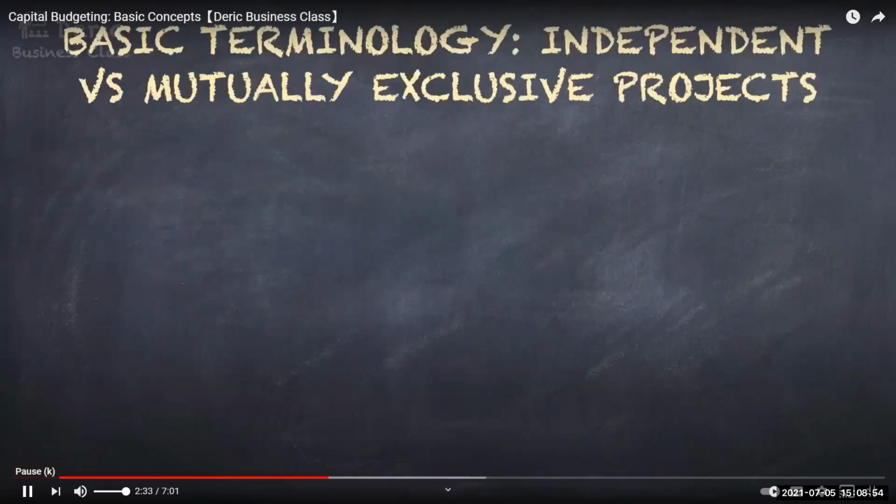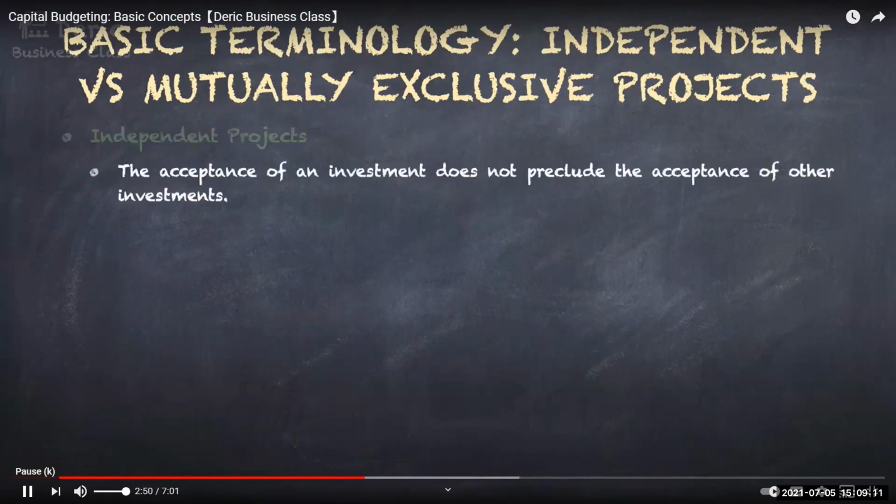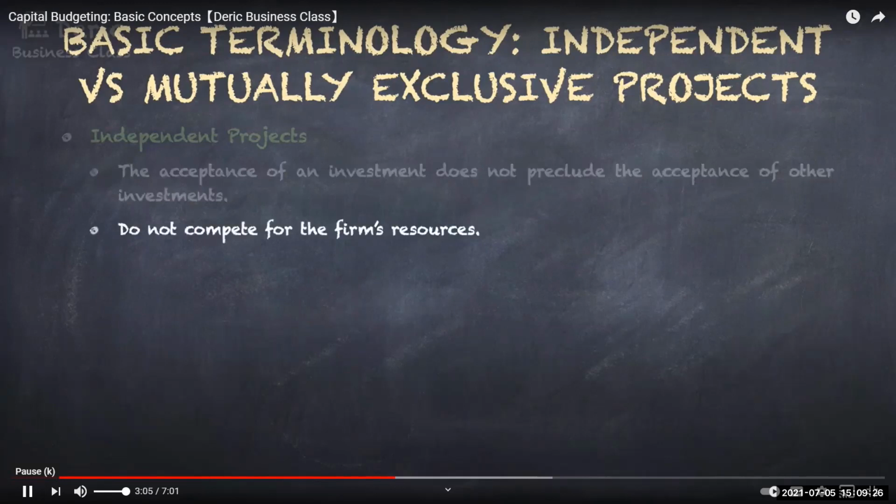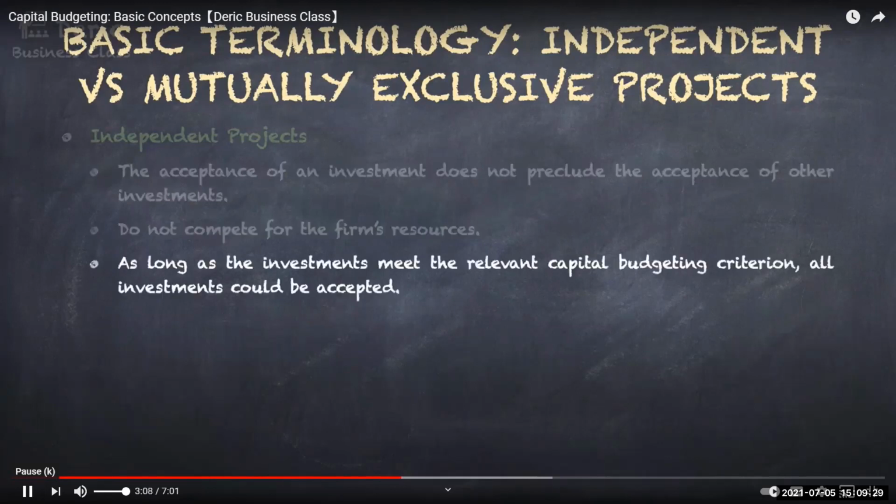Before showing you the calculation part, there are some basic concepts we have to explain first. The first one is to differentiate the basic terminology, independent projects versus mutually exclusive projects. We have 2 types of projects. The first one is independent projects. Independent projects mean the acceptance of an investment does not preclude the acceptance of other investments. So, accepting one project will not affect the decision of accepting another project, basically because the 2 projects do not compete for the firm's resources. As long as the investments meet the relevant capital budgeting criterion, all investments could be accepted.